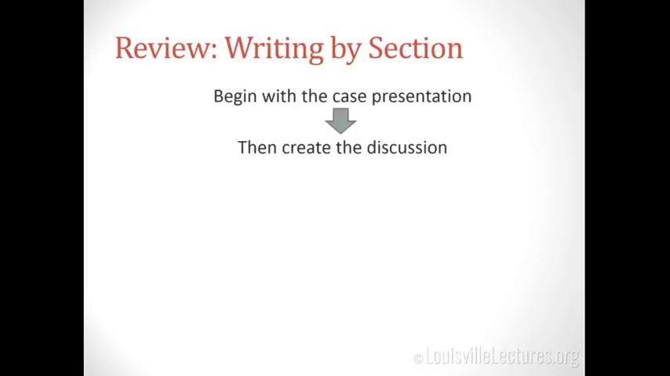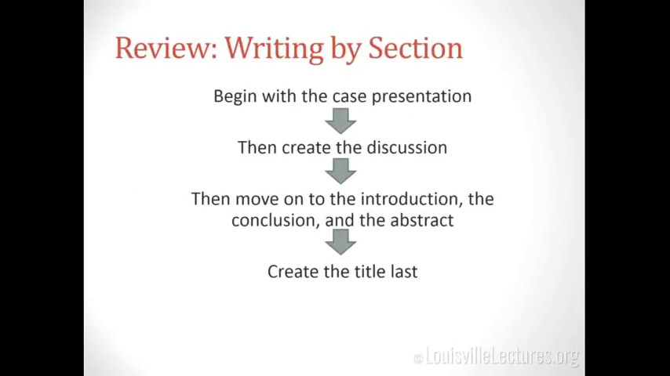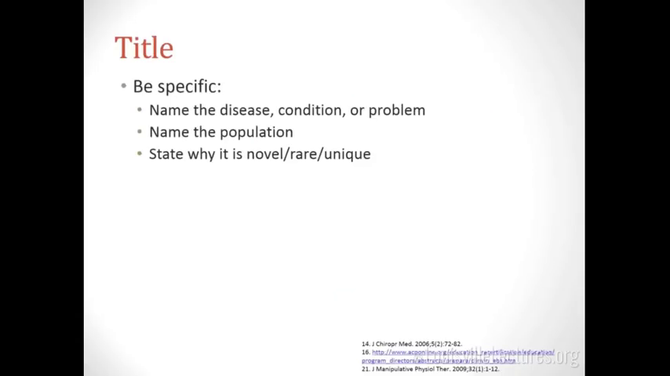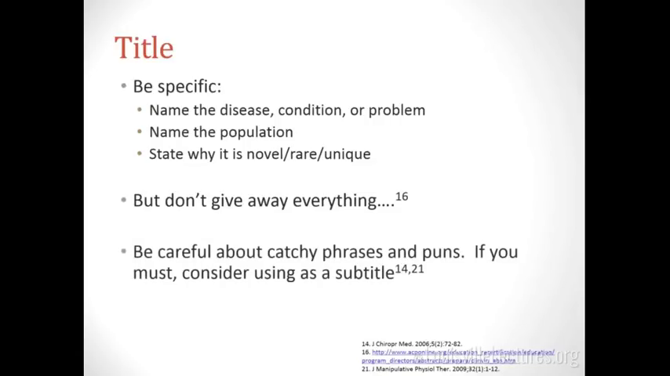All right, so we've gotten through all the hard parts, and now you're going to do the title. Try to be specific. You can name the disease, condition, or problem and talk about the population or why it's rare, but also don't give everything away. Also, don't make it so catchy that it's weird.